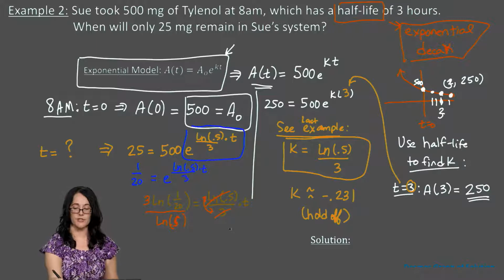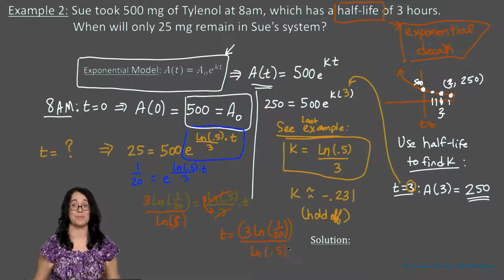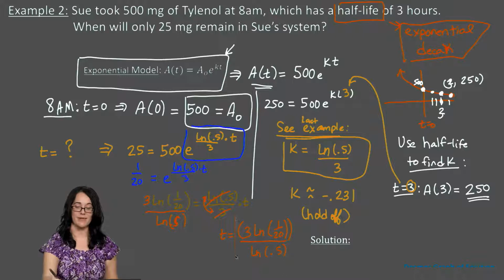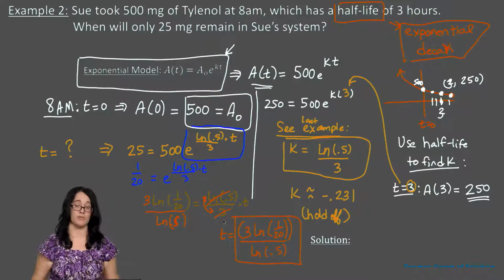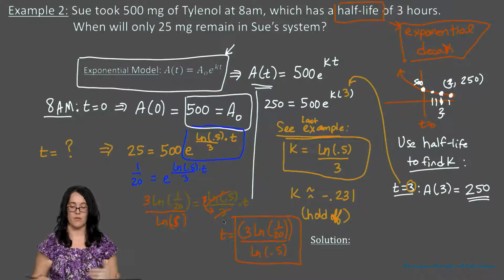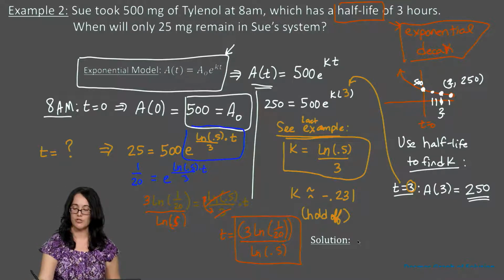So t is actually equal to parentheses for the entire numerator, 3 times the natural log, parentheses, of the argument, 1 over 20, close both parentheses, all divided by the natural log of parentheses, the argument 0.5, close parentheses. Okay. Entering that correctly into your calculator can be difficult if you don't use the parentheses in the right places. Remembering there's many ways to write the same thing. You could use the change of base formula after bringing that 3 up as a power. So there's lots of ways you could write this. But in the end, when you put that in technology, you should be getting roughly 12.966 hours.